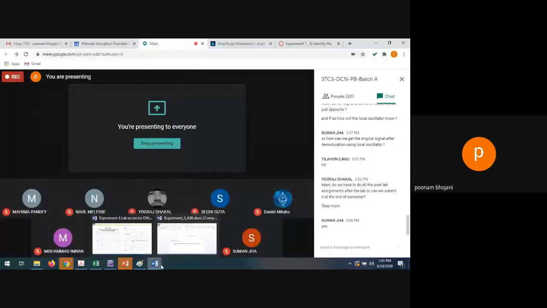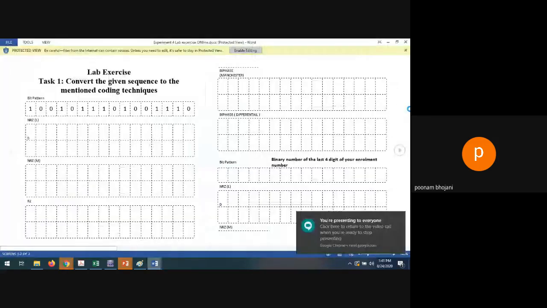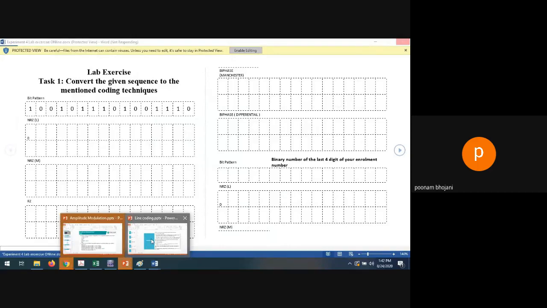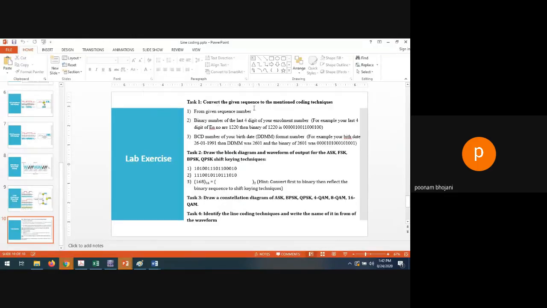Okay, so this is the lab exercise you have to do in the line coding experiment. The first task, what is mentioned in the PPT, is the same as given in the Word document: convert the given sequence to the mentioned coding techniques. The sequence will be given in binary format, like 10001. You have to convert that sequence into the mentioned coding techniques, which can be unipolar NRZ, polar NRZ, polar RZ, Manchester, differential Manchester.